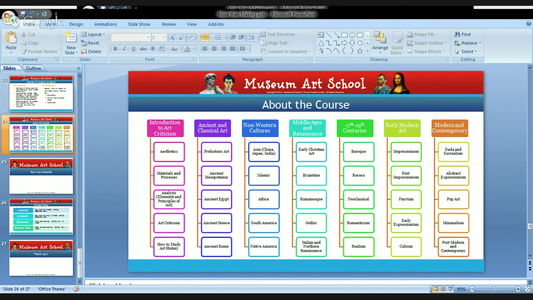Okay, so let me give you a quick tour. It's not going to take very much time. I just want to give you a little overview. So this is the first unit of the course, the Introduction to Art Criticism. This is what it looks like from the inside once you're logged in.